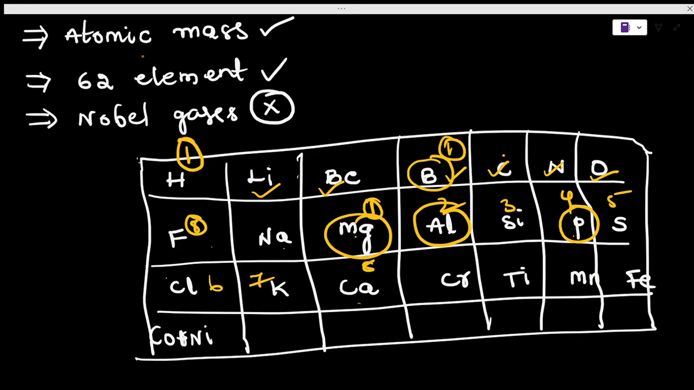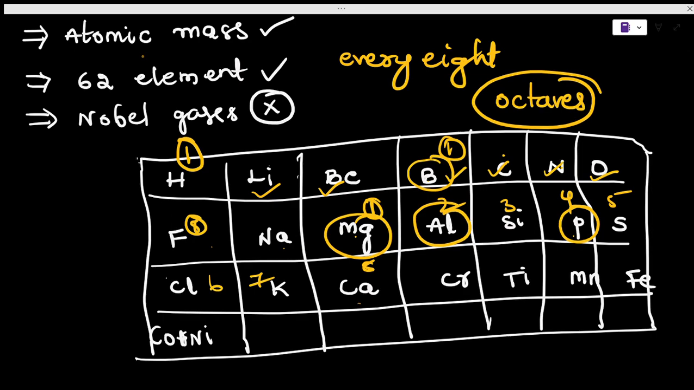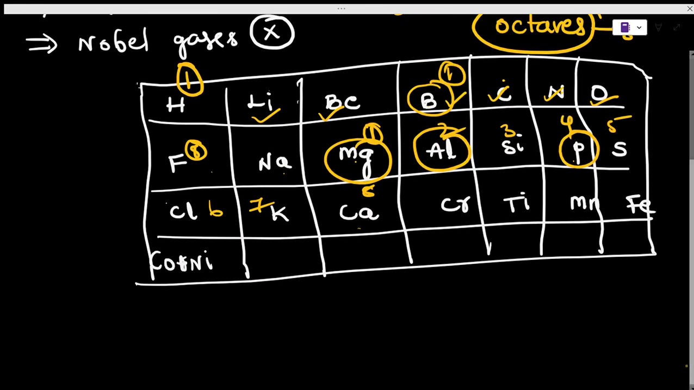Not only one, every eighth element shows similar properties when the elements are arranged in increasing order of atomic mass. That's why this law is called Newlands' law of octaves. Octave means 8. So why are we not using this law? Like Dobereiner's, this law also has some demerits. What will the demerits be?